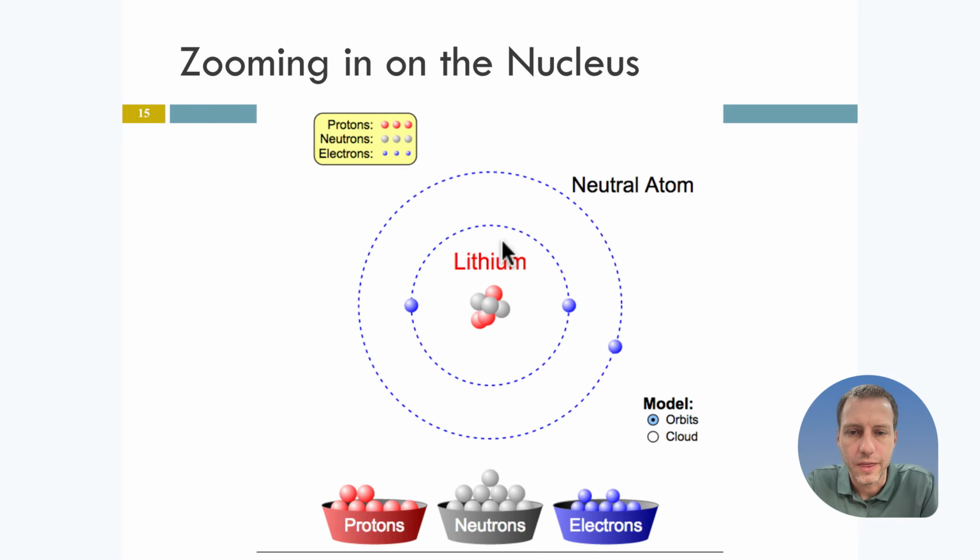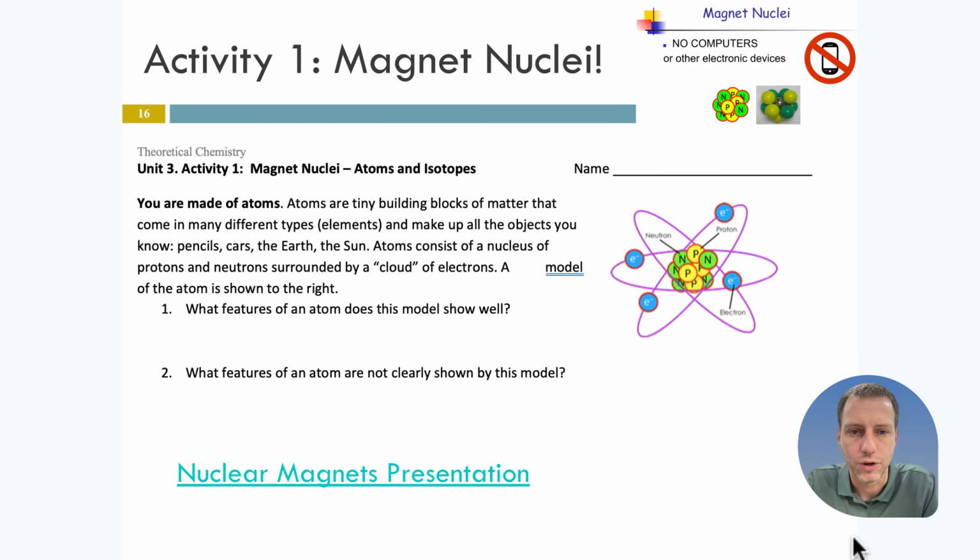So to review, this particular nuclide has 6 nucleons. 3 of those nucleons are protons. 3 of those nucleons are neutrons.